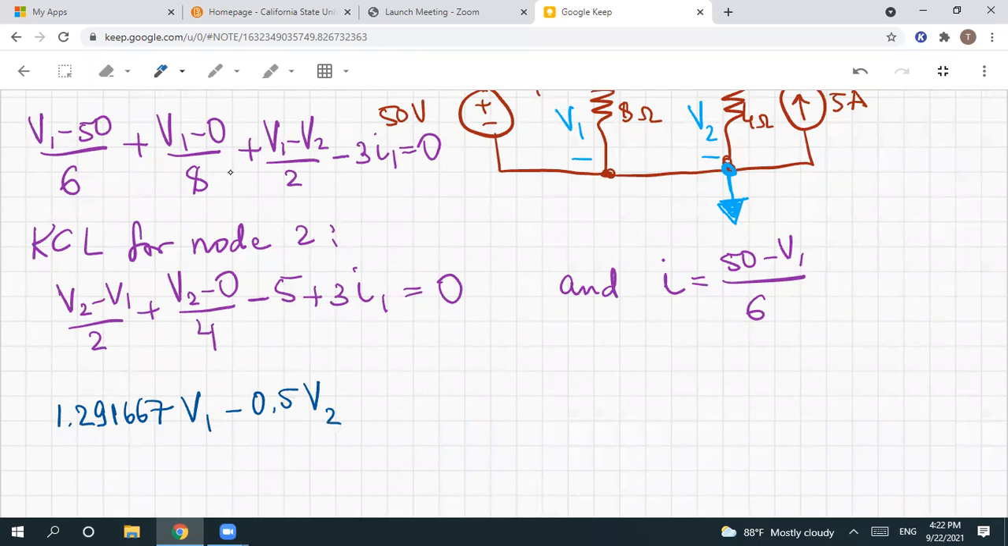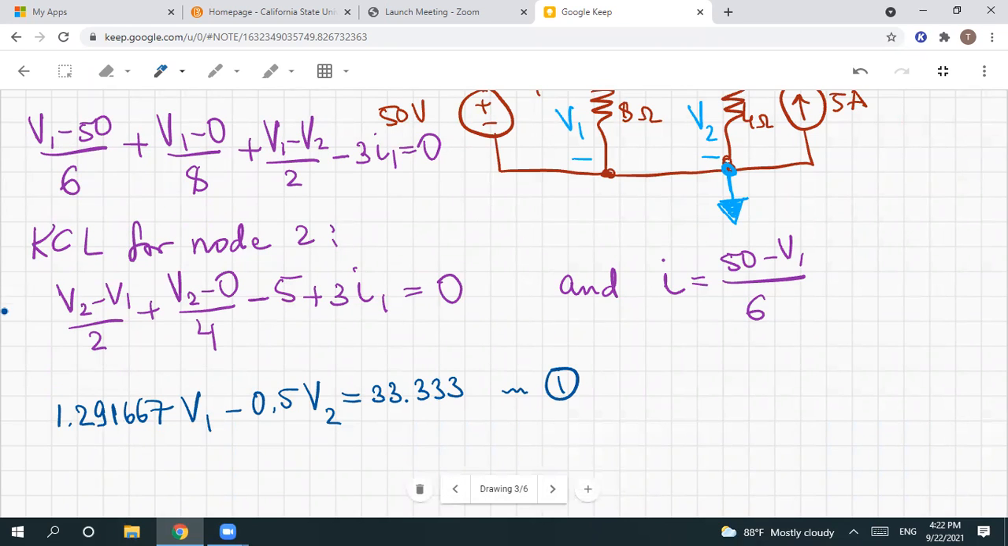And then I will take the real numbers to the other side of the equation, which will be negative 50 over 6. And I have another number here, negative 3 times 50 over 6. I will take it to the other side, then it will be positive. So it is equal to 33.33. And this will be my first equation.